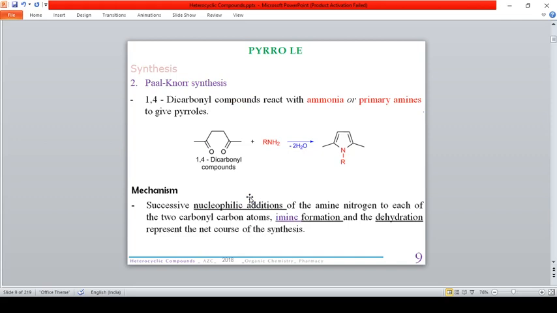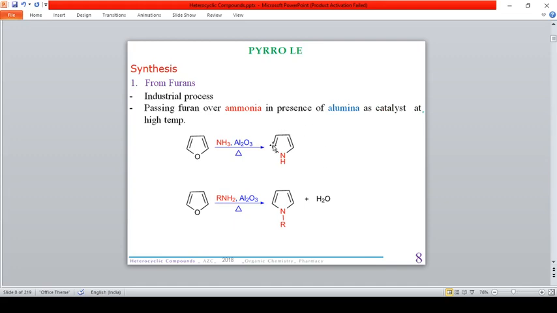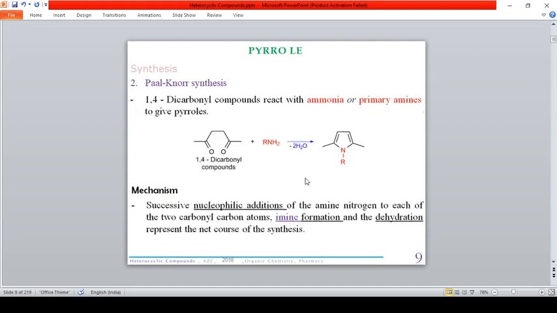Second synthesis is Paal synthesis. In this we have 1,4-dicarbonyl compounds which react with ammonia or primary amines and results in the formation of pyrroles. Here the term pyrroles represent a class of pyrrole substituted molecules. It's not the pyrrole. It's not this pyrrole structure. It is actually a class of substituted pyrrole compounds.